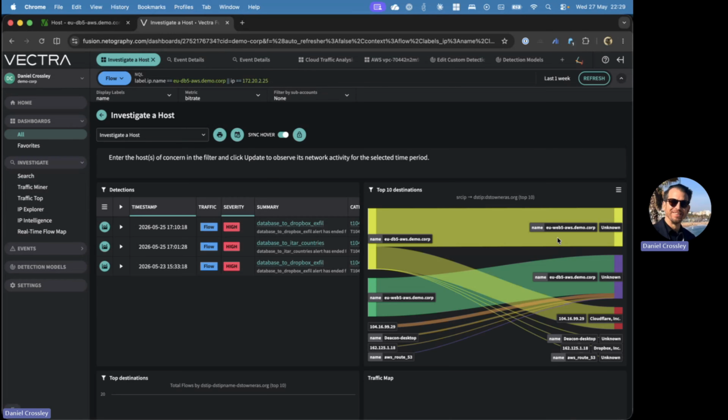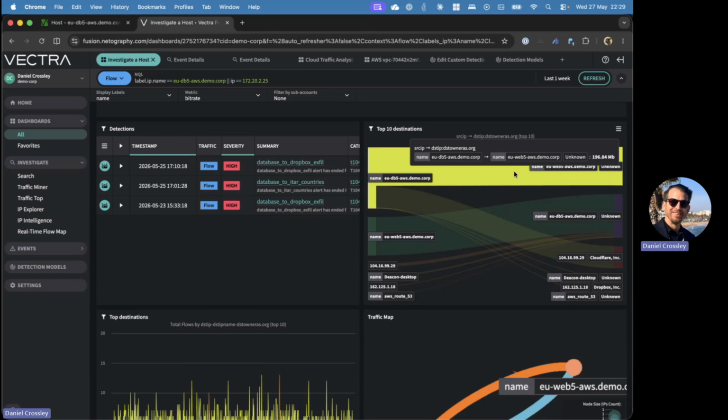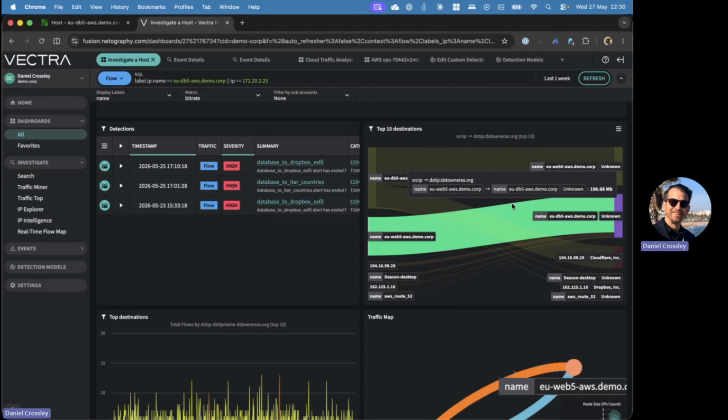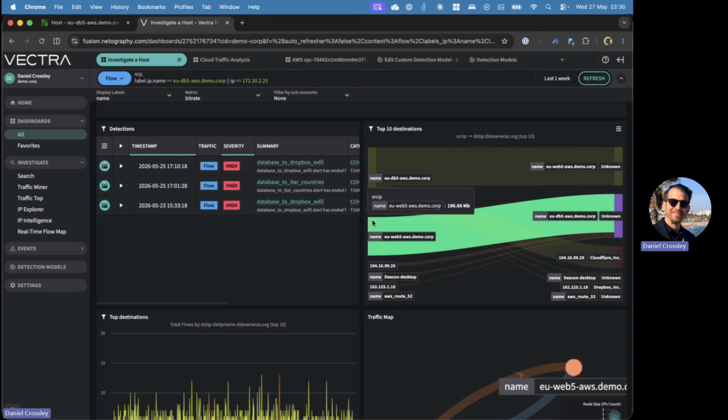Then, to follow on from that, I would use this graph here to understand more about the communication flows from this machine, certainly if it is involved in a compromise. Okay, so that's a quick overview of how you'll conduct an investigation.